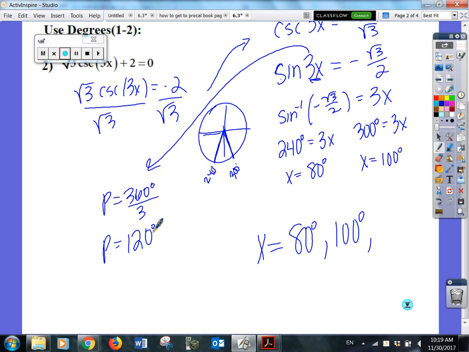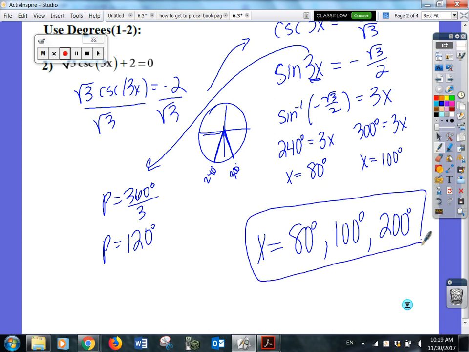So 80 is where we start. Now we have to think about, could we subtract 120? We could, but if we subtract 120, we get a negative. So negative values are out. So if I take 80 and I add the period, I get 200, which obviously is going to be smaller than if I add the period to 100. So those are my first three positive answers. Because remember, there's an infinite number of answers. We're just finding the first three positives.